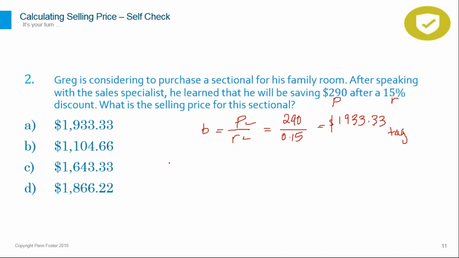So for that one, we're going to do the selling price equals the base. The base now is $1,933.33 times 0.85, the complement of 15%. The complement means that if you add the 85% plus the 15%, it will give you the whole circle, 100%. So I just call it the complement percent. And that will directly give you the selling price. It's going to be $1,643.33. Then the right answer is C.